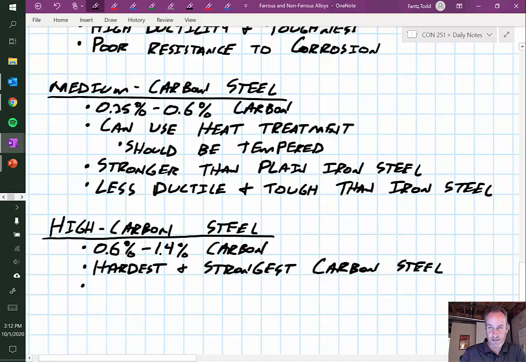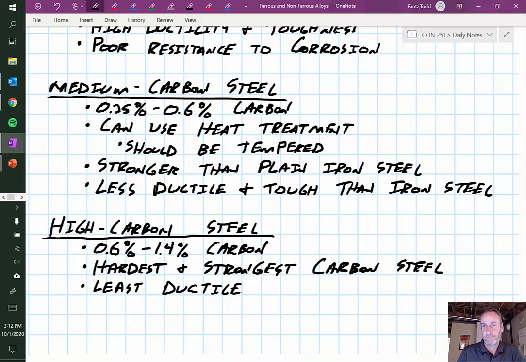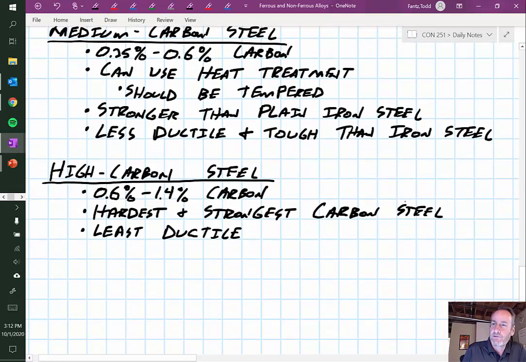However, as we see this trend continuing, when I increase this hardness and this strength, what I end up with is less ductility, which means with a high carbon steel, it becomes more brittle, right? This should also be heat treated and tempered, same as the medium.